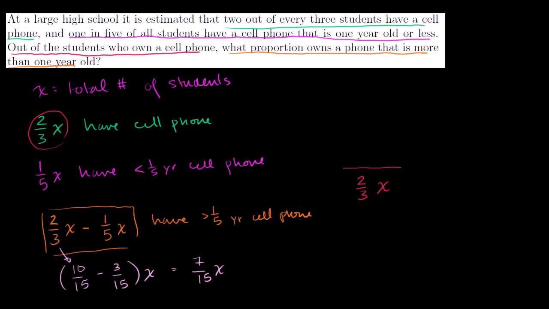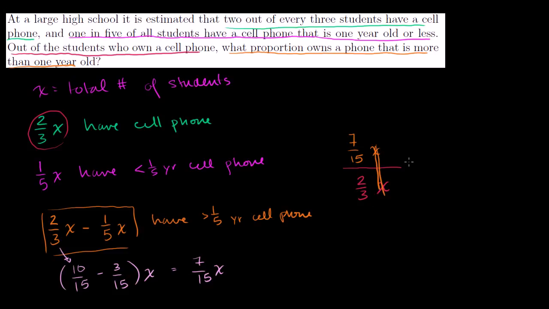So if you want to know, out of the students who own a cell phone, right there, 2/3 x, what proportion owns a phone that is more than 1 year old? This is the number that owns a cell phone that is more than 1 year old. And this whole value is the proportion out of the students who have a cell phone. Lucky for us, the x's cancel out.